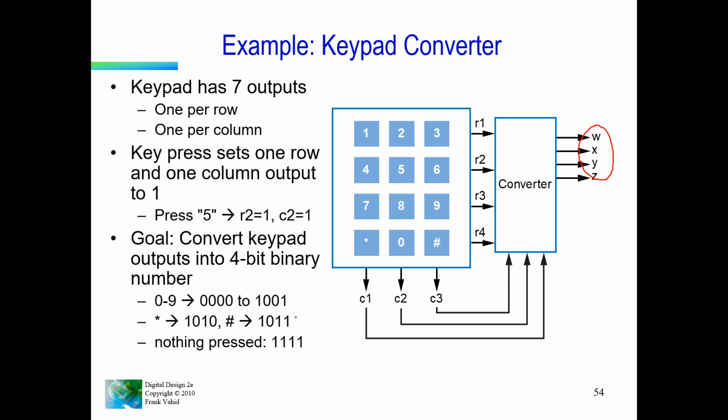Now let's analyze the inputs. Actually, the keypad works as follows. If one presses 5, for instance, 5 is connected to C2 and R2, so both C2 and R2 become 1 if 5 is pressed. However, for instance, let me take the eraser.